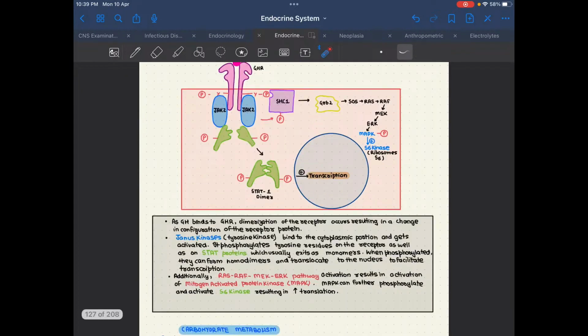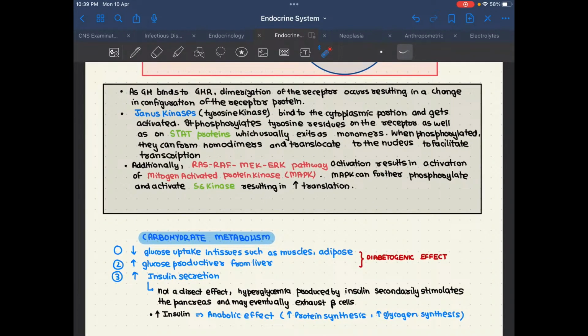We've already seen that. What does it do? So let's just see what are the different functions of the growth hormone. Carbohydrate metabolism पे क्या function है इसका? It has a diabetogenic effect. मतलब it's going to stimulate gluconeogenesis as well as it's going to decrease the glucose uptake from the muscles in the adipose tissue. ठीक है?